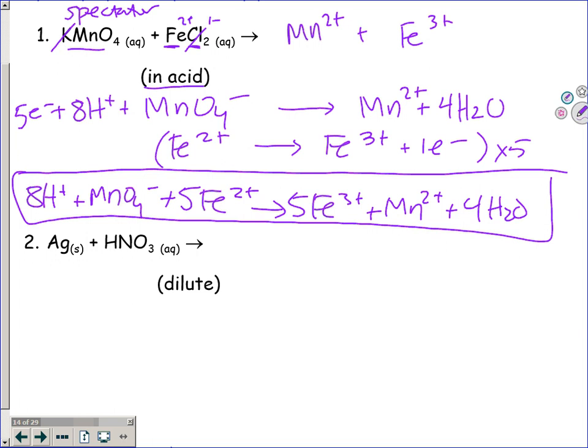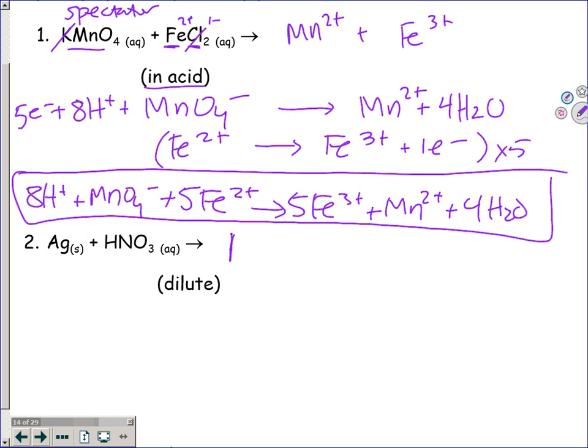Okay, so let's look at silver. We have silver, hydrogen ion, and nitrate ion. Basically, those are the 3 things involved in this reaction. So is silver our oxidizing agent or reducing agent, Taz? Reducing agent, right? So silver solid is going to have to be oxidized. So it's going to have to go to what? 1+, right? So silver's highest oxidation state is a 1+.